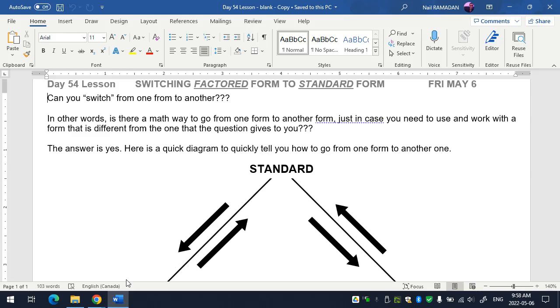Okay? So, in other words, is there a math way to go from one form to another, just in case you need to use and work with a form that's different from the one that the question gives to you? The answer is yes. Here's a quick diagram to quickly tell you how to go from one form to the other. Okay, everyone? So, let's look at this.